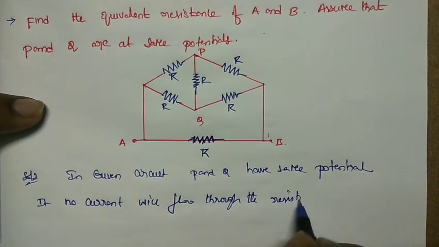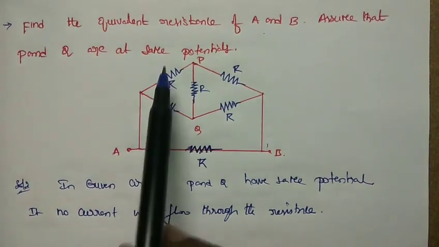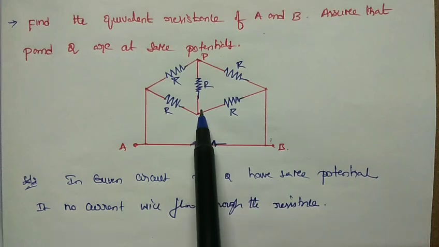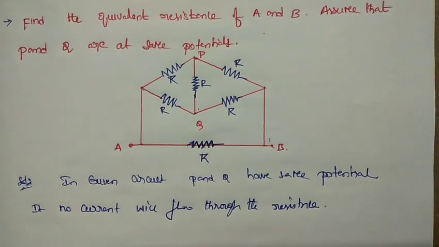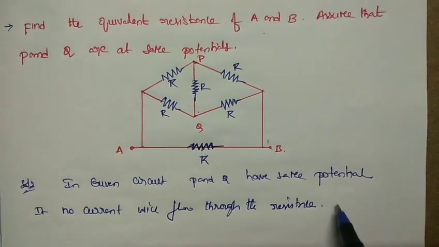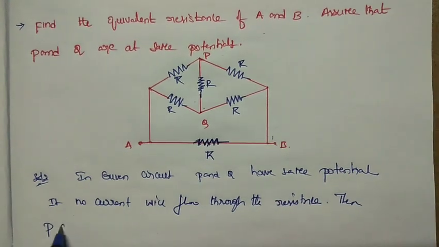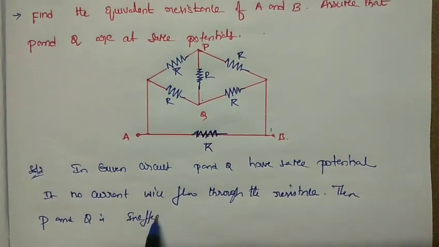No current will flow through the resistance. So this is the bridge circuit. In this type of circuit, across one of the resistances there is the same potential, so these resistances should be neglected. That's why P and Q are ineffective.